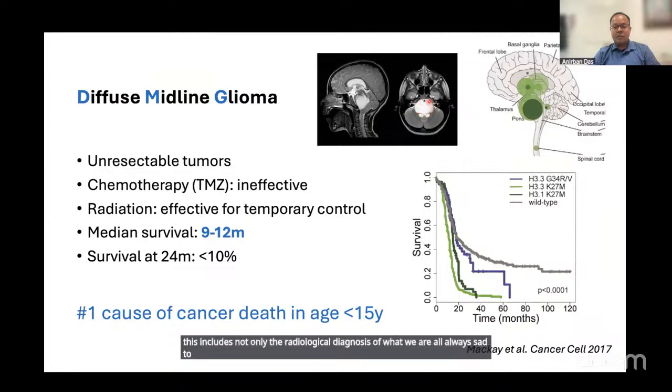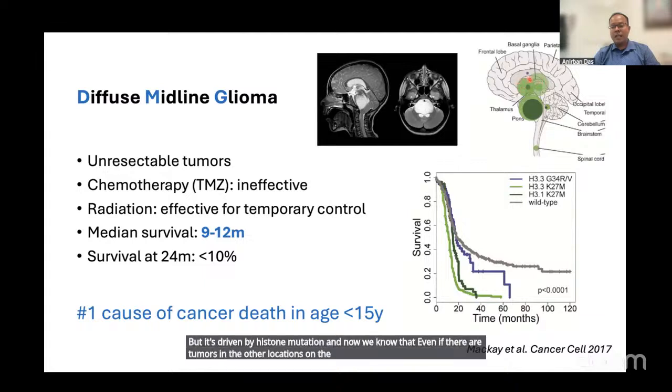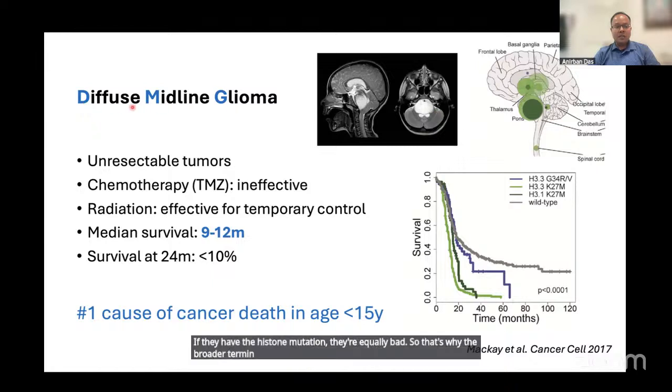This is DIPG, or diffuse intrinsic pontine glioma, which involves almost the whole of the pons and is a devastating disease. But it's driven by histone mutation, and now we know that even if there are tumors in other locations on the midline, for example, in the thalamus or in the brainstem or even in the spinal cord, if they have the histone mutation, they're equally bad. So that's why the broader terminology is DMG, or diffuse midline glioma, because though the majority are still DIPG, there are other entities elsewhere which are molecularly characterized with the same mutation and have the same dismal outcome.